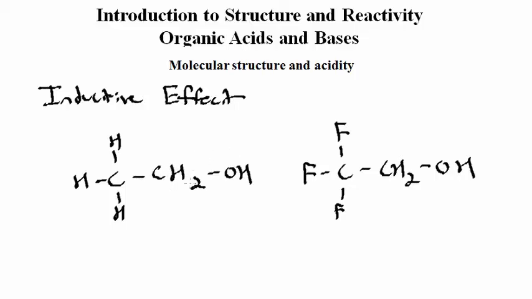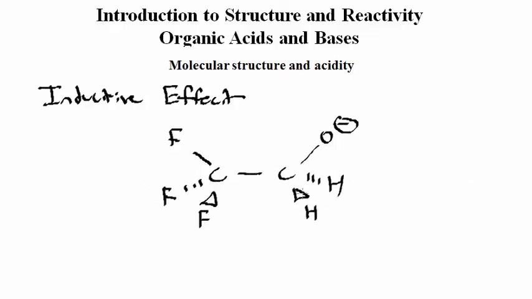For example, if we look at ethanol on the left-hand side, and on the right, 2,2,2-trifluoroethanol, we can compare their pKa values: 15.9 for ethanol, and 12.4 for the trifluoroethanol. The latter species, the one with the trifluoro group, is more acidic because of the electron withdrawing groups of the fluorines as a result of this inductive effect. What that means is that the anion form of this acid is considerably more stable than the ethoxide ion.